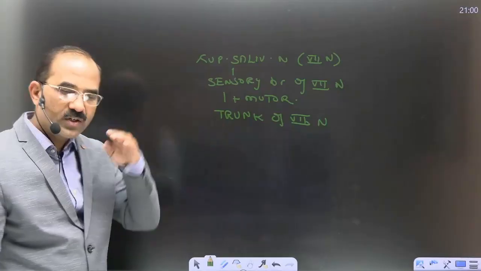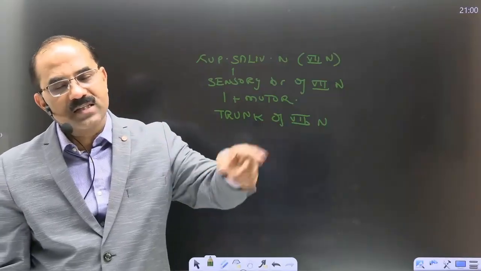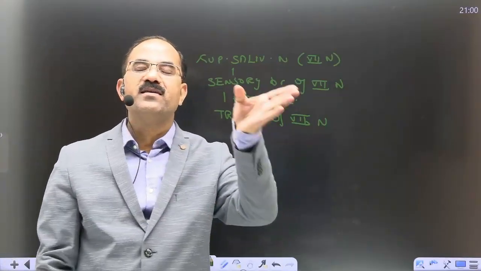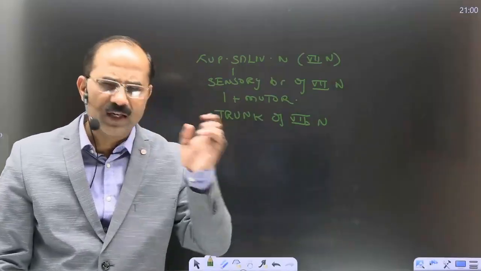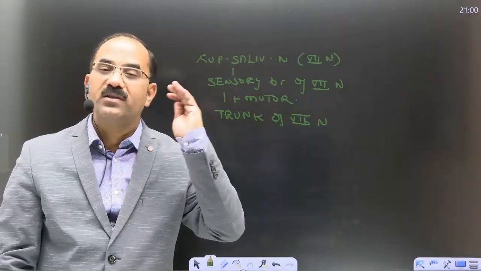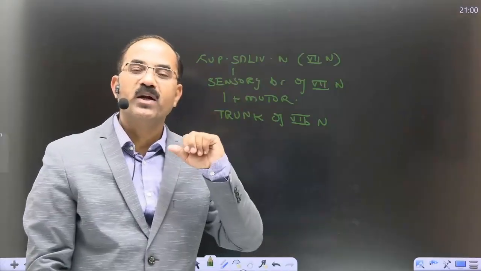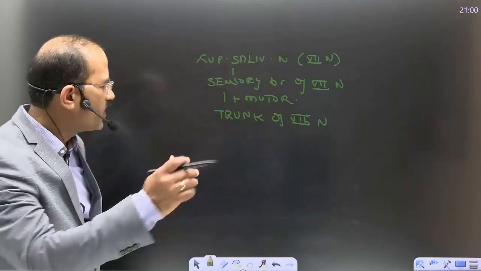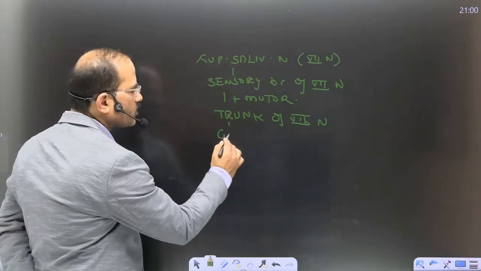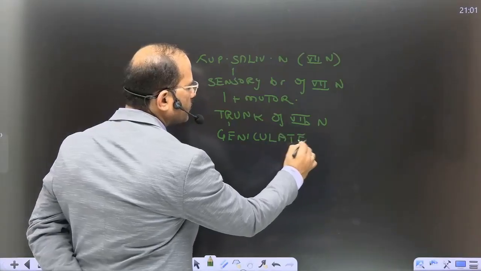This trunk of facial nerve enters the internal acoustic meatus. In the internal acoustic meatus, it undergoes a bend. It enters into the internal ear. From the internal ear, it comes into the middle ear cavity. It undergoes a bend. What is that bend? Known as genu. And that is what we call the geniculate ganglion.